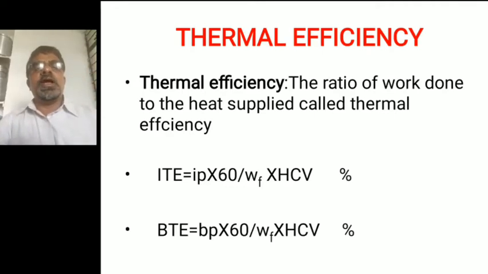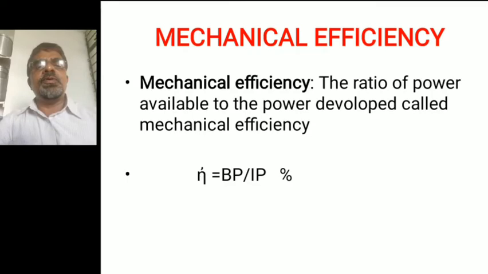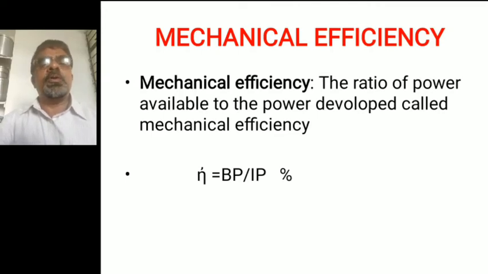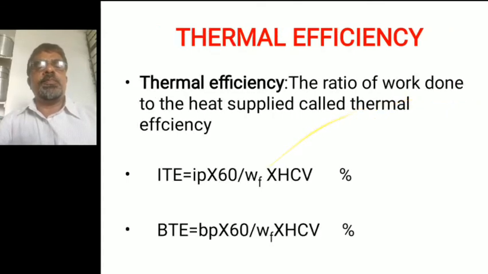Next, mechanical efficiency. Mechanical efficiency is the ratio of power available to the power developed, or it is the ratio of brake power to the indicated power of the engine. Therefore, mechanical efficiency is equal to BP divided by IP. The efficiency is always expressed in terms of percentage.